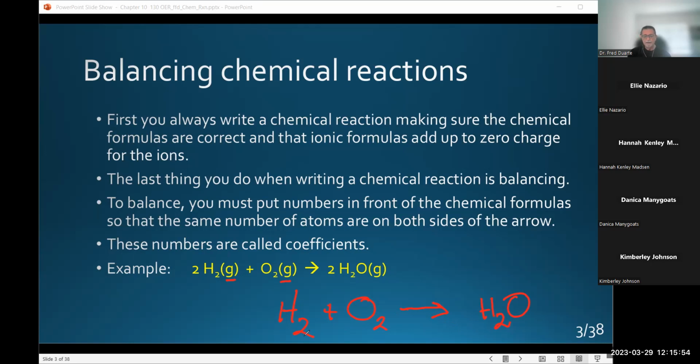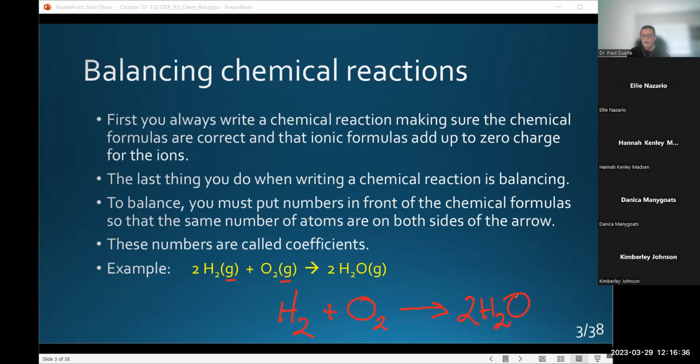So notice here that we have 2 hydrogens on the left-hand side and 2 oxygens on the reactant side, okay? With respect to hydrogens and oxygens, 2 on the reactant side. On the product side, we have 2 hydrogens in the form of water and 1 oxygen. So you can see that the hydrogens are okay as far as being balanced, but the oxygens are not. So what we do is we can add a 2 in front of H2O.